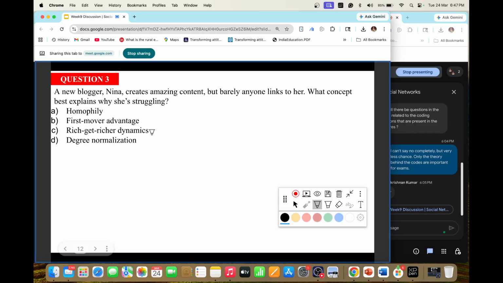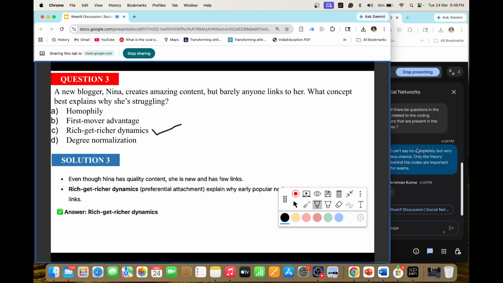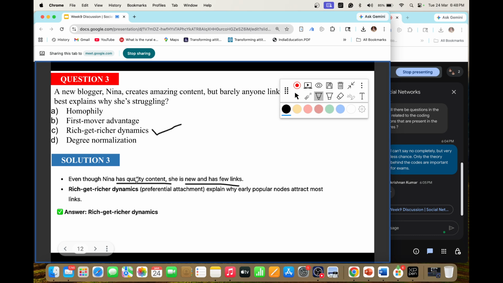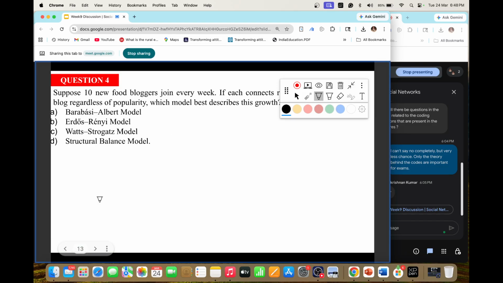So definitely she is suffering from rich get richer dynamics, because bloggers like Rima are already rich, so they are getting more followers, but Nina, as she is not rich in terms of followers, is not getting any. Even though Nina has quality content, she is new and has few links. Rich get richer dynamics, or preferential attachment, explain why early popular nodes attract the most links. So option C is the correct answer.